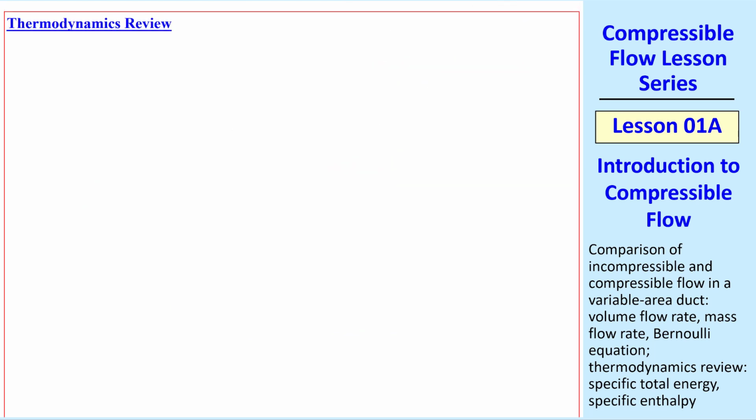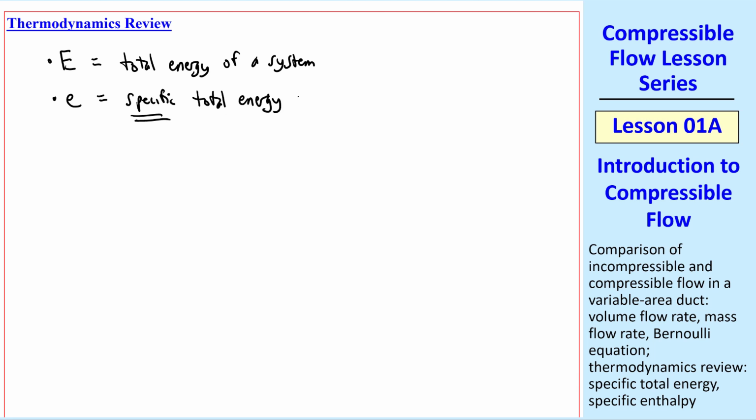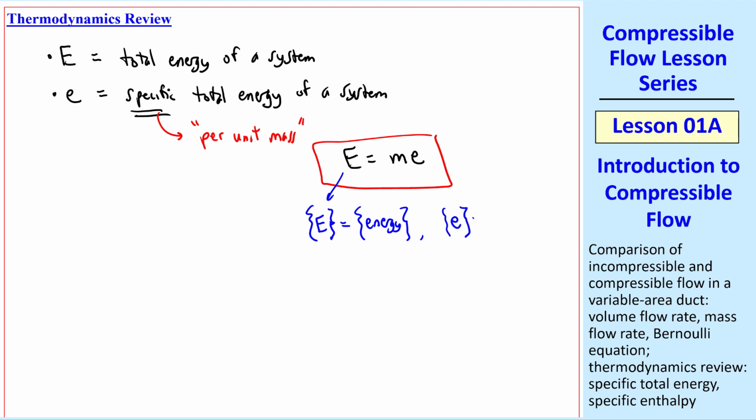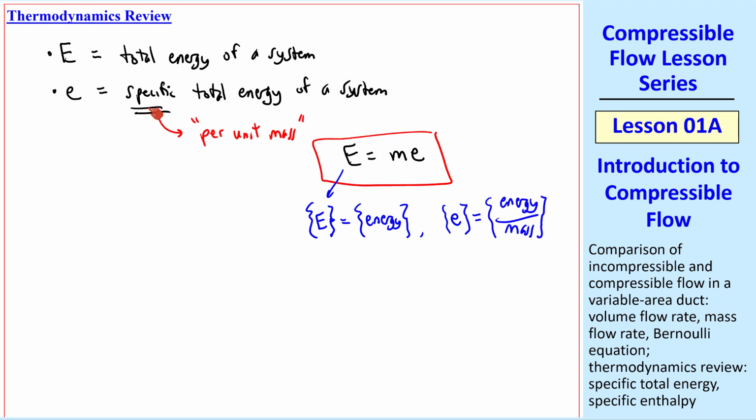I'll start a quick thermodynamics review here, and we'll have more thermodynamics in later lessons. My notation will be that capital E is the total energy of a system, and little e, lowercase letters in general, is the specific total energy of a system. This word specific in thermodynamics means per unit mass. In other words, capital E is the mass times little e. By the way, when I introduce variables, I like to give their dimensions, which I use curly brackets to indicate. The dimensions of total energy are the dimensions of energy, of course, and the dimensions of specific energy are energy per mass. We'll usually work with these specific quantities, although in most textbooks they'll just call it total energy when they really mean specific total energy.